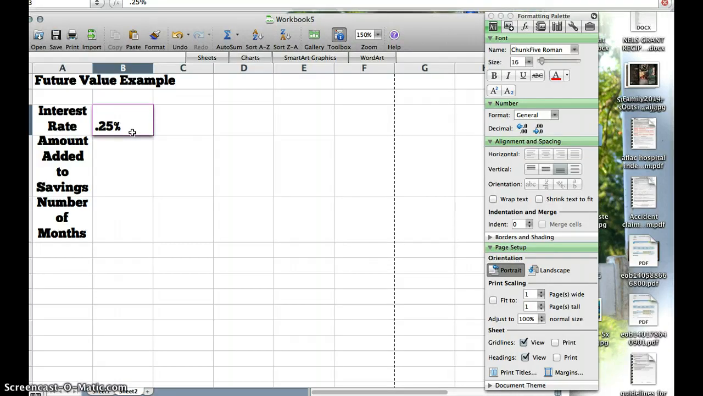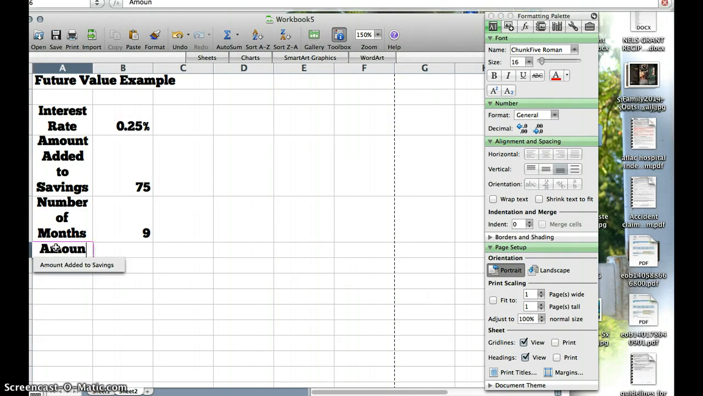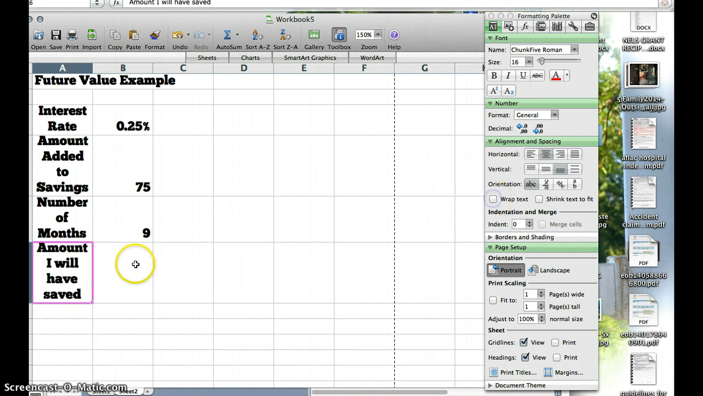And the amount that we're going to add to savings, let's say we're going to add $75 a month, and we'll do this for the next 9 months. In the time that you could have a baby, you can also save for a trip. We're not going to have another baby, so trip makes most sense. So the amount I will have saved at the end of my time, and I need to wrap that so it looks pretty.